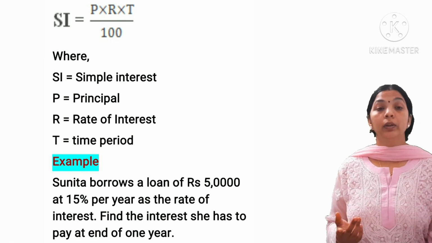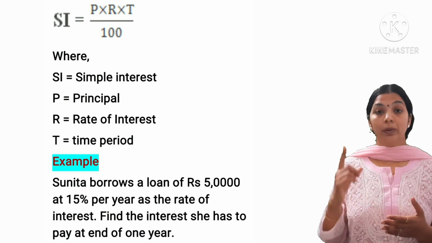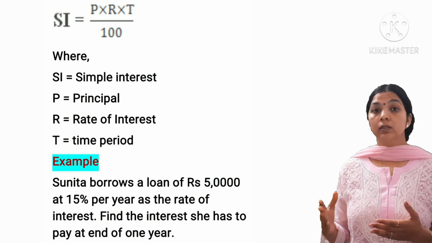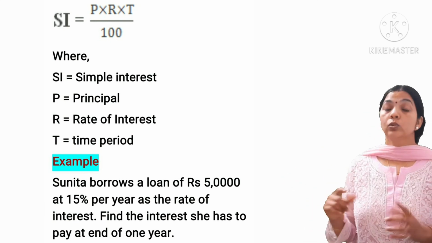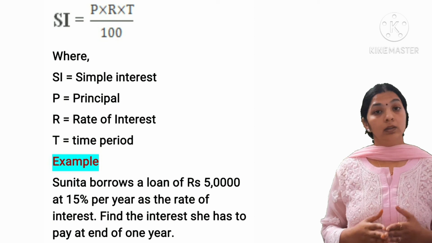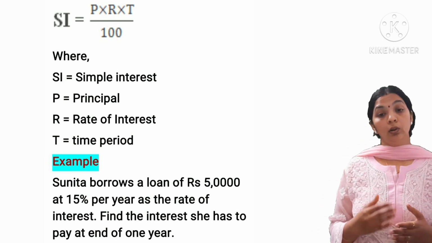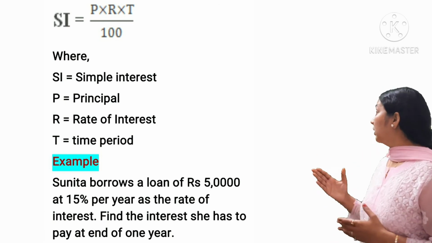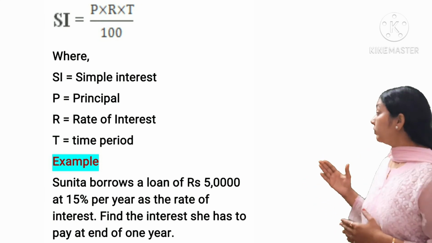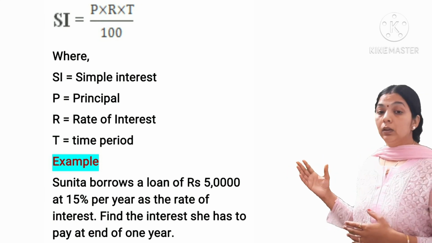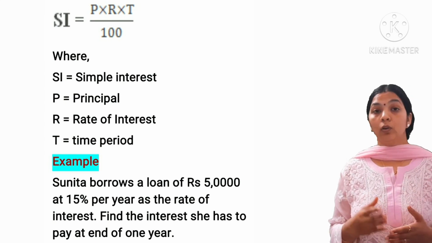Now how to calculate the simple interest? There is a formula for that. Simple interest is equal to principal multiplied by rate of interest into the time for which the interest is given, divided by 100. So this is the formula to calculate the simple interest. Let's do one example on the basis of this formula. Sunita borrows a loan of 50,000 at the rate of 15% per annum. Find the interest she has to pay at the end of 1 year.